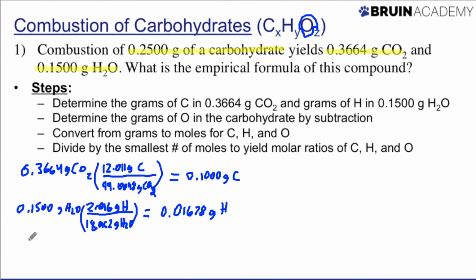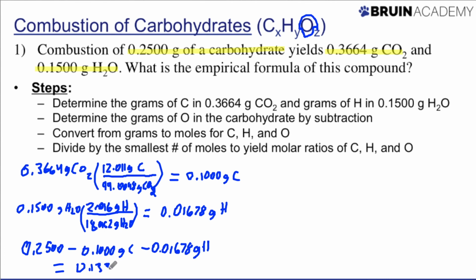So all I do is take the total, which is 0.25, minus my mass of carbon, 0.1000 grams, minus 0.01678 grams of hydrogen, and that gets me 0.1332 grams of oxygen, okay? And now when I have all these grams, all I need to do is use molar mass to convert to moles. So in order to convert from grams to moles, basically divide by molar mass.